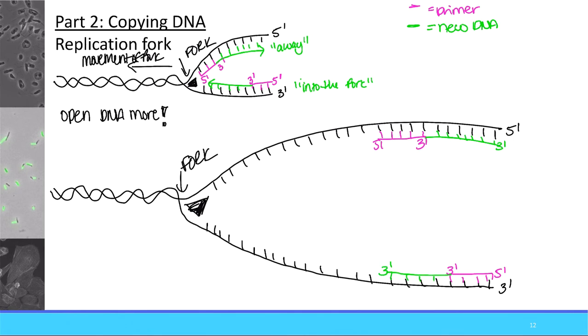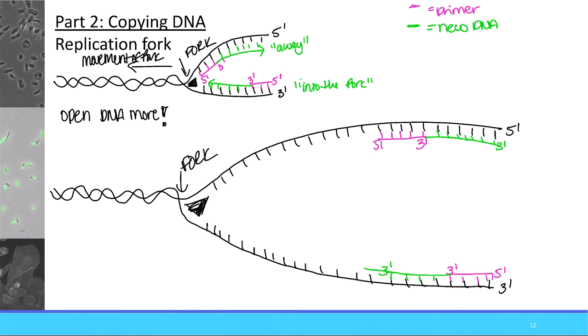So for DNA polymerase, we said that DNA polymerase can only add to the 3' end. We have a 3' end here, so check, meets that description. And DNA polymerase can only add where there is double-stranded nucleic acid. So we have double-stranded nucleic acid there, right? We have DNA here and we have DNA here. And so check, DNA polymerase has everything that it needs.